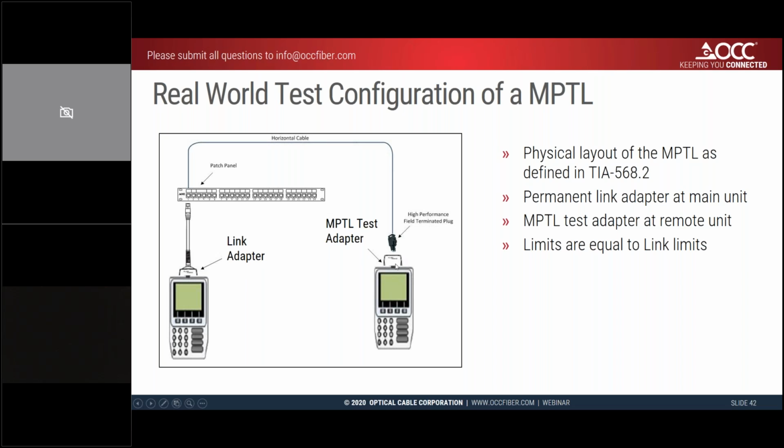And it might look like a channel adapter, but it is a different beast. There are differences in here, and the biggest one being that it has a patch cord test adapter inside of it. Okay, and then you would make your settings to say that you are testing an NPTL, and it would set limits that are pretty much equal to a permanent link.